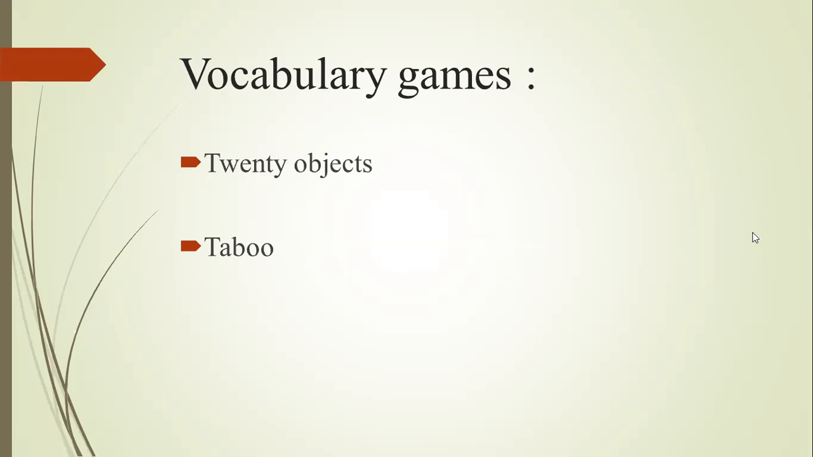Vocabulary games. The first one is 20 objects. Put 20 objects on a table and give students a minute to memorize them, then cover the objects with a cloth and ask the students to write down as many as they can remember. You might choose to use objects related to your current module of study or connected in some other way. And the second one is Taboo.